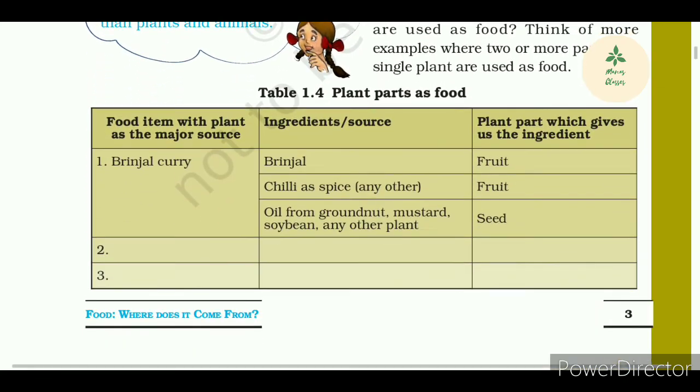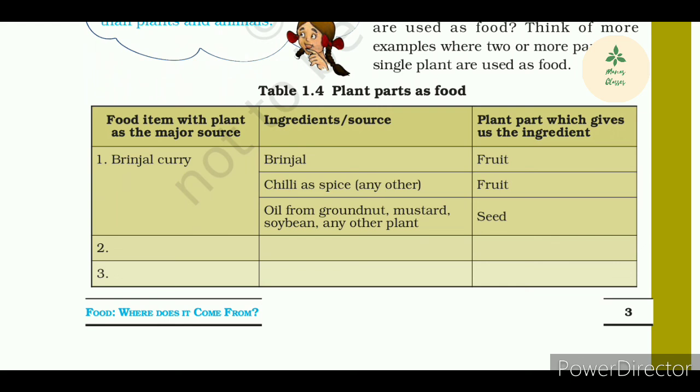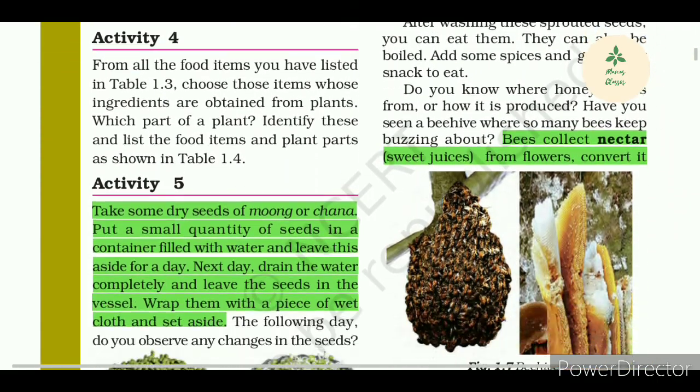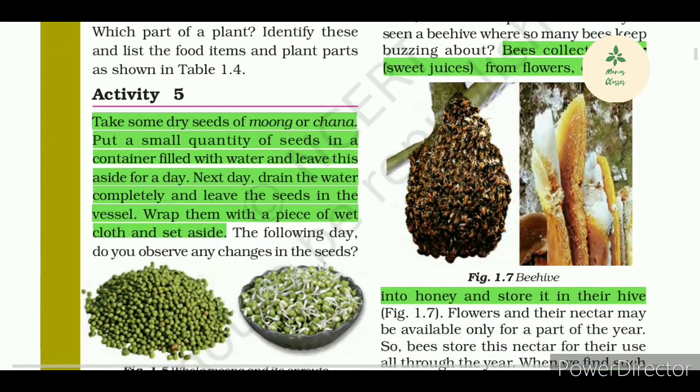Next is table 1.4, plant parts as food. We will also discuss this table in a PPT, so don't go anywhere. The next thing is Activity 5, the sprouted seed and how to make sweet juice or nectar. Here is the process to get sprouted seeds.